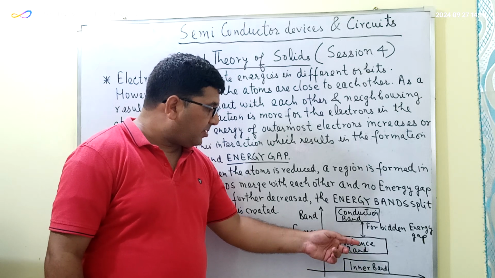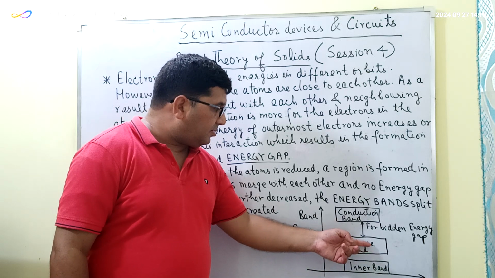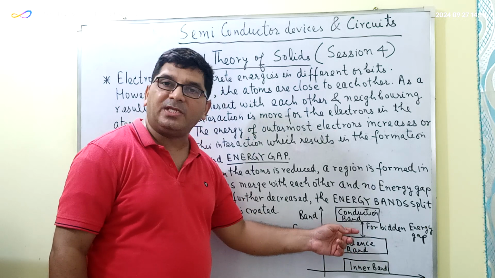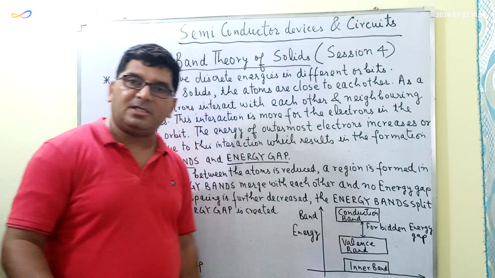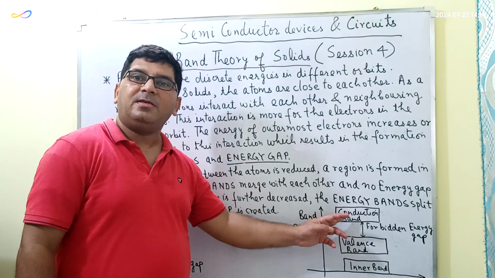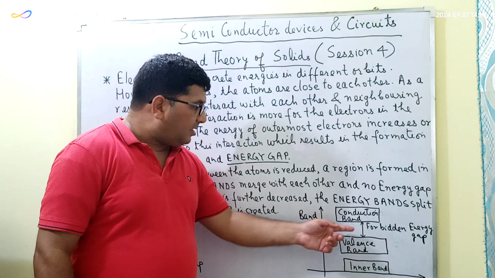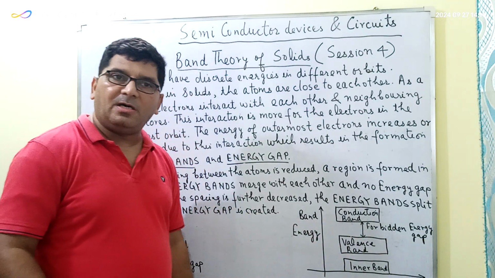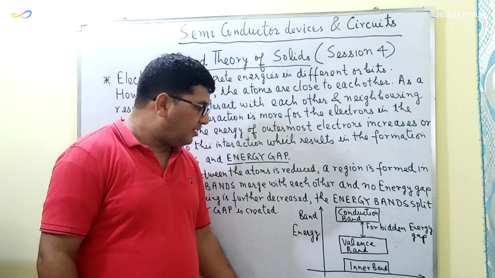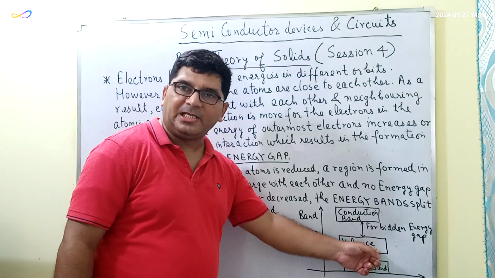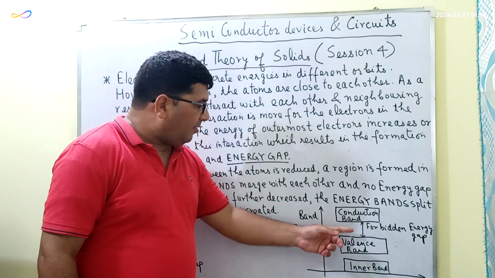Now, the conduction band is a band which consists of these free electrons, or in other words, we can say that these free electrons form the conduction band. And the conduction band has got a very low occupied energy level, that is, it is very low in comparison to this valence band.